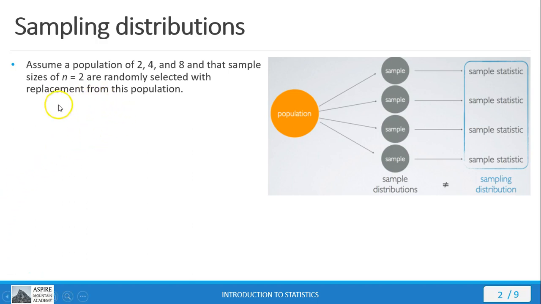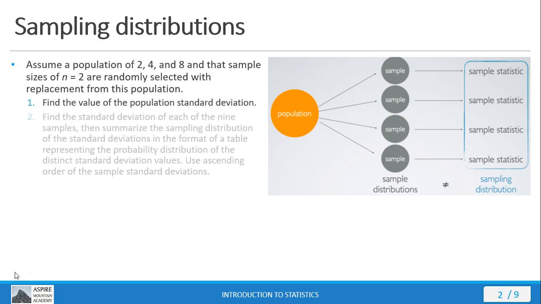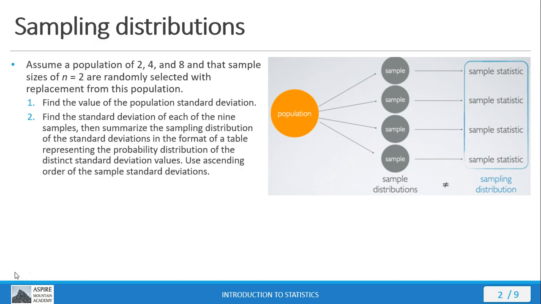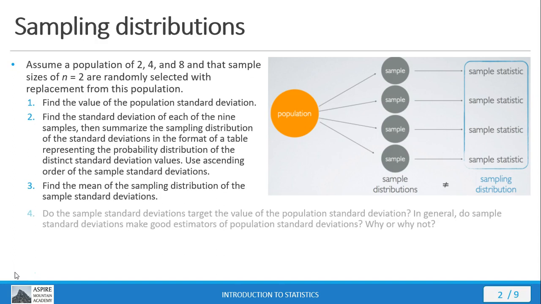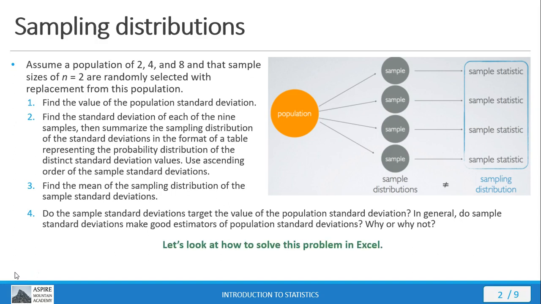Now, notice how we're going to look at exactly the same problem we saw in the previous mini lecture. So same population, same sample size, selecting with replacement. We're again asked to find the value of the population standard deviation, a probability distribution table, the mean of the sampling distribution for the sample statistic, and then asked, does the sample statistic target the population parameter? So we're going to look at how to solve the same problem using Excel.